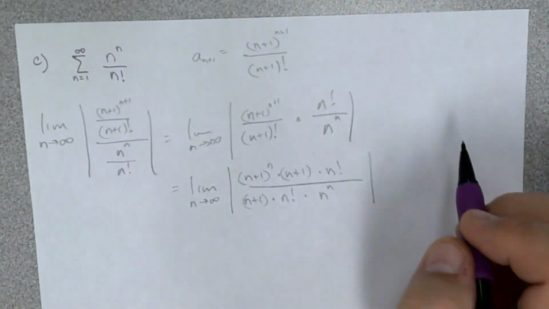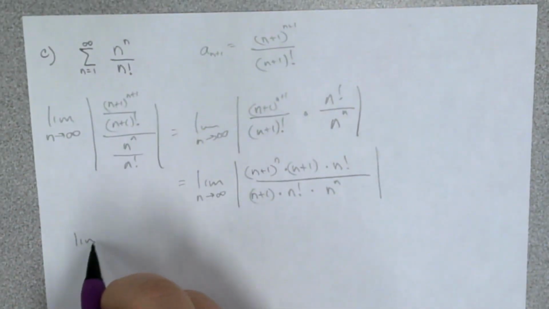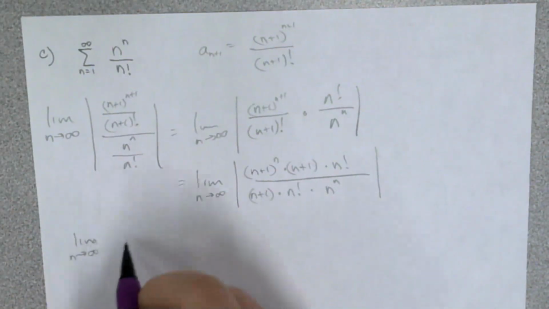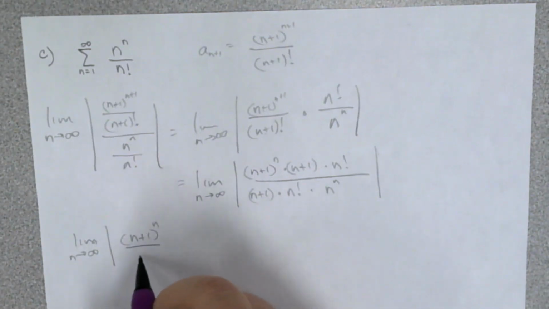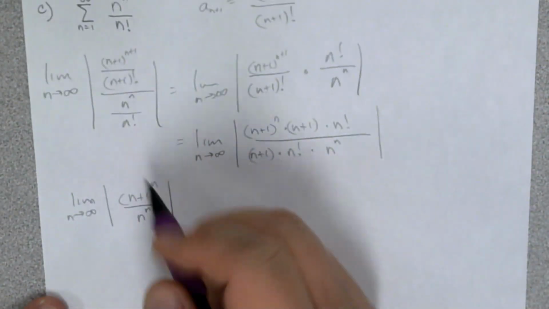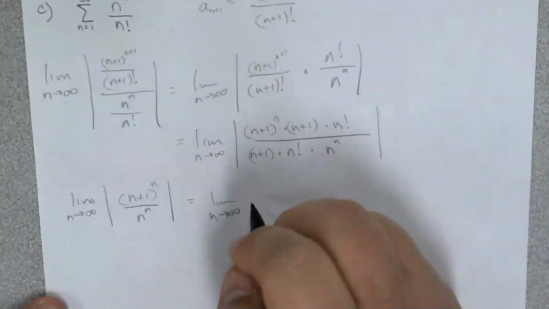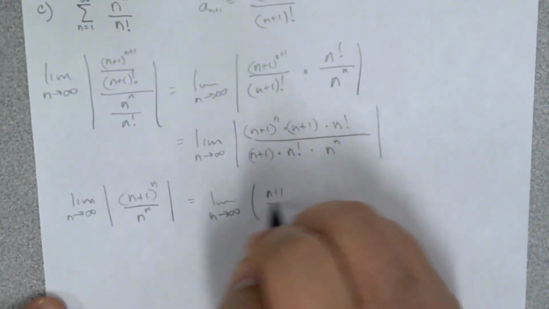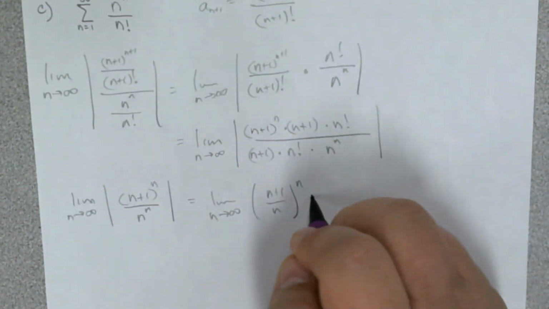And so you'll notice some things going to drop, all these will drop out right here, and I'm left with the limit as n goes to infinity of n plus 1 to the n over n to the n. And so then I can rewrite this as the limit as n goes to infinity, because they're both to the n power, I can write it as n plus 1 over n to the nth power. Now, what's so unique about that one? Okay, well, believe it or not, it's the actual definition of e.